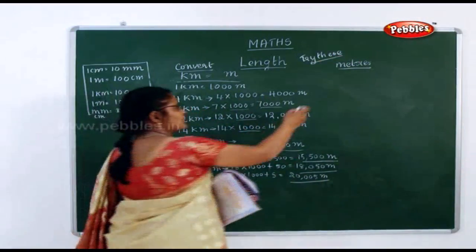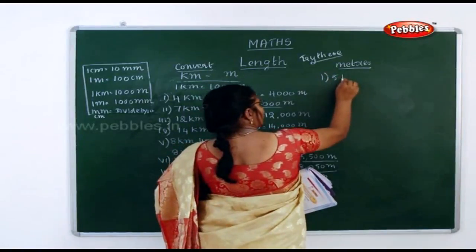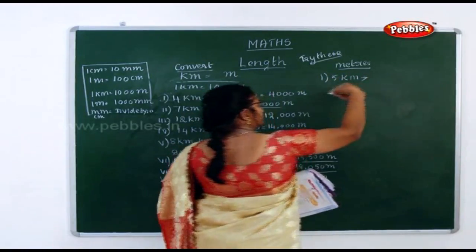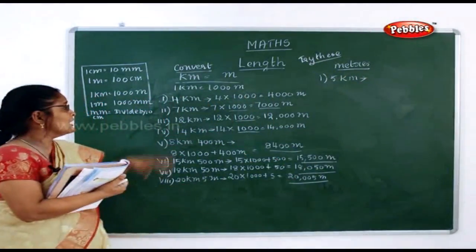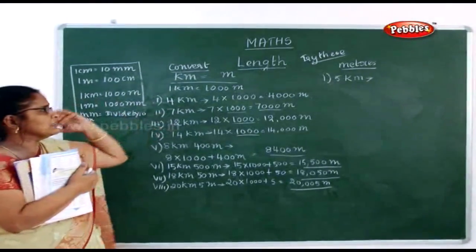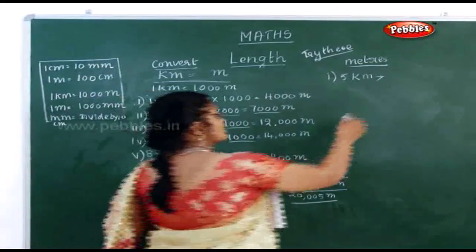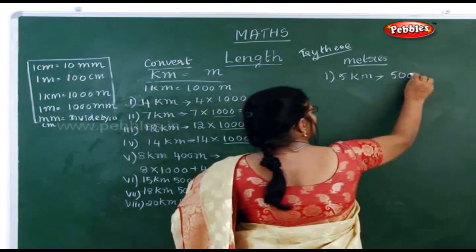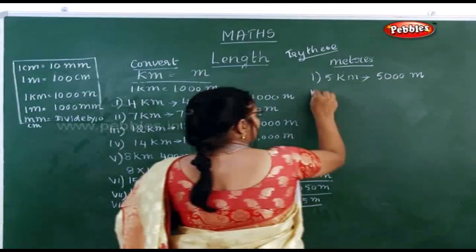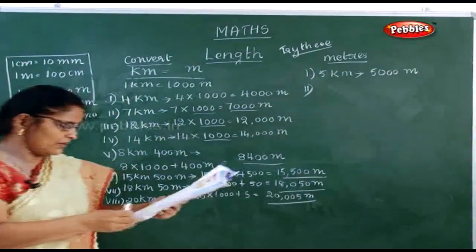Now the first one is 5 kilometer. Can anyone tell me 5 kilometer? Already I have done this, you have to try this. Now how will you do 5 kilometer? Very good. 5 into 1000 is how much? 5,000 meter.